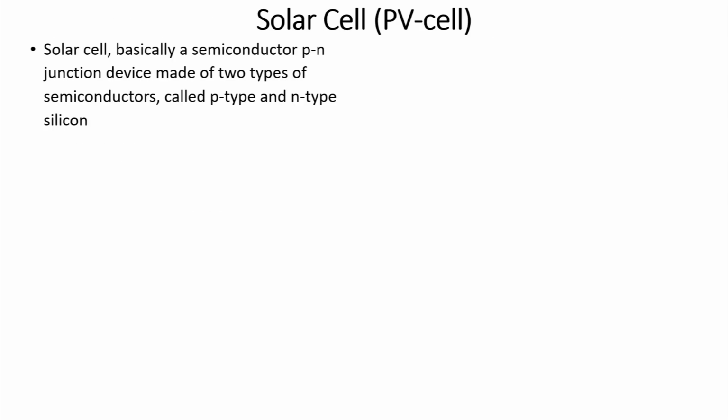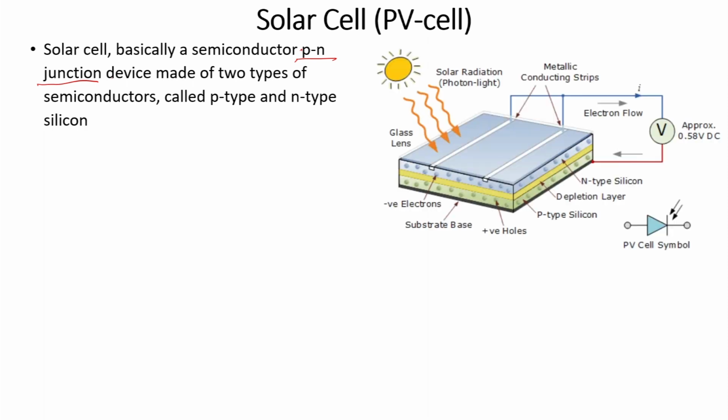Basically a solar cell is a semiconductor p-n junction device, made of a junction of two types of semiconductors, the p type and n type silicon. So, it is something like a diode. In a normal diode we can do forward biasing and reverse biasing by applying an external source or battery, but here the external source is the solar photons.